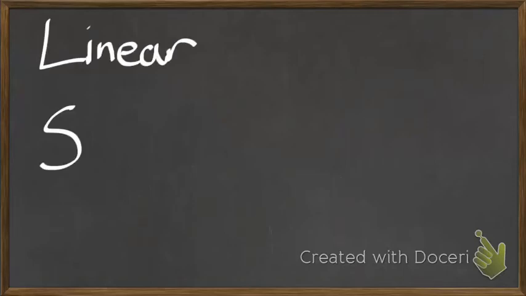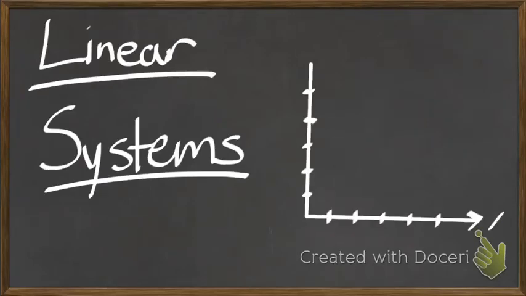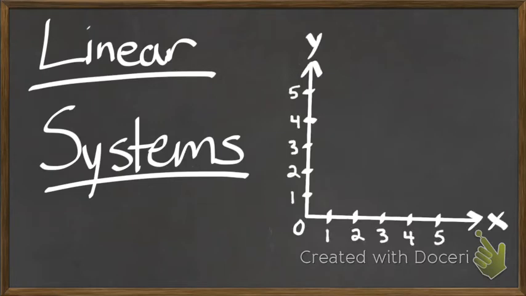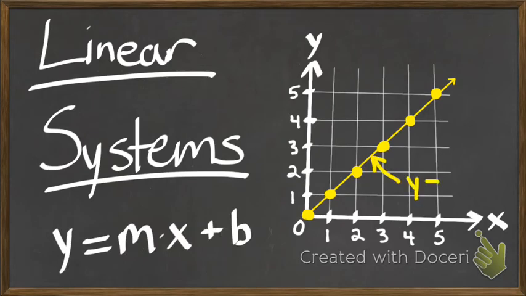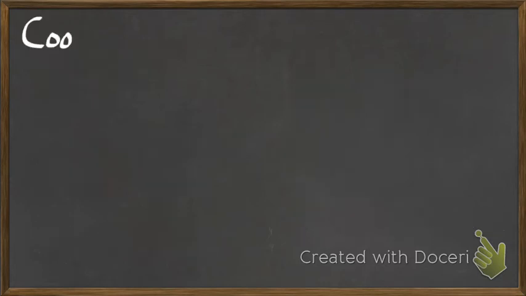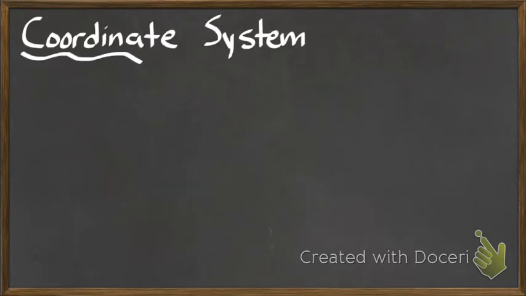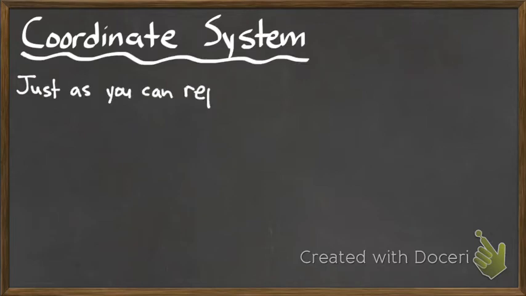Okay, so in today's lesson we're going to be looking at linear systems, or more specifically we're going to be looking at how to graph linear equations of the form y equals mx plus b. But first, before we can graph equations, we need to look at our coordinate system or coordinate plane.